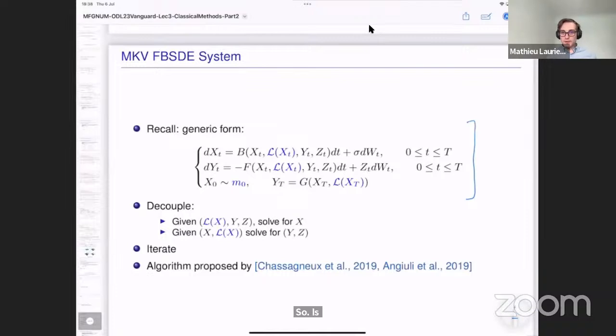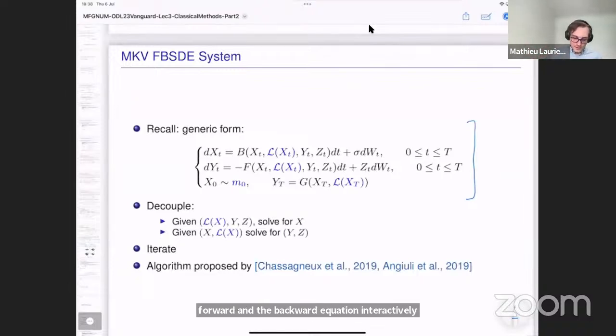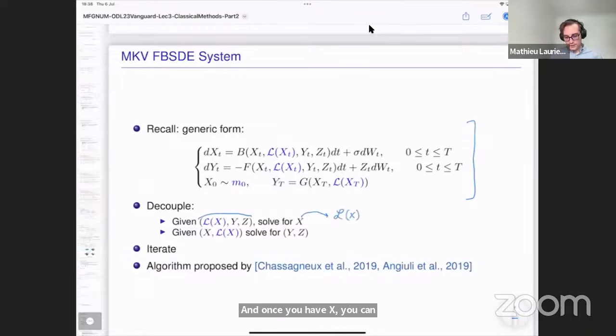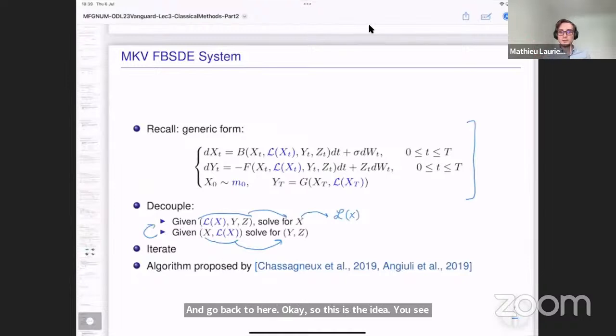The idea of the Picard scheme is to solve the forward and the backward equation iteratively. Imagine that you are given Y, Z as well as the law of X, then you can solve for X. And once you have X, you can compute the law of X. Then given X and the law of X, you can solve for Y and Z. And then you can repeat and go back to the start. Okay, so this is the idea. You see that there are more components than in the PDE approach, but it is basically the same idea to solve the forward and the backward.